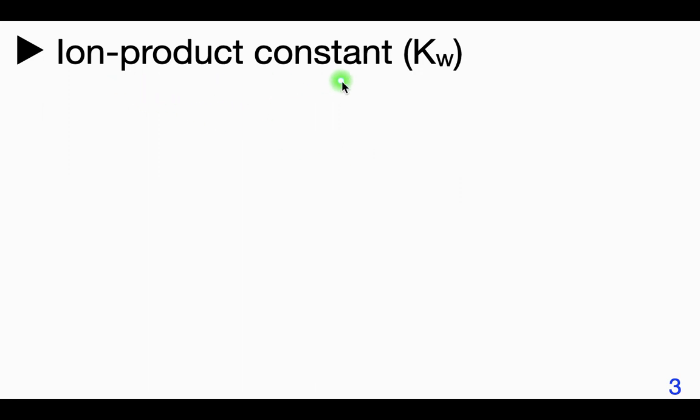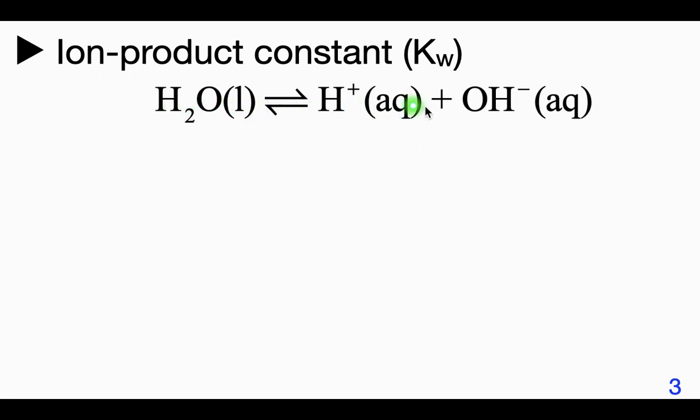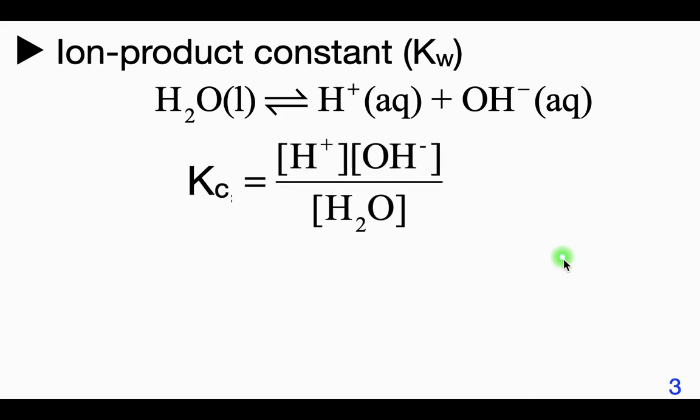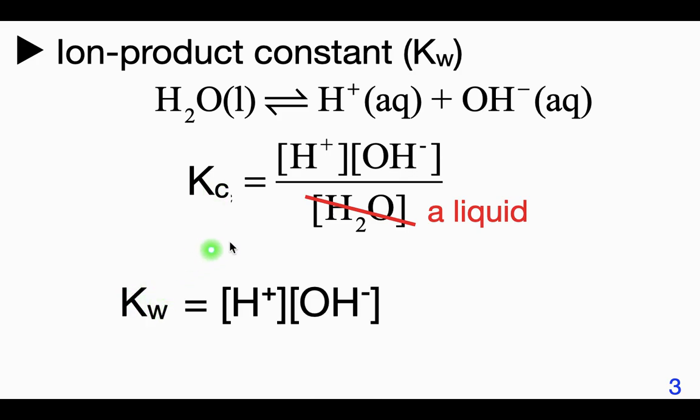Ion product constant, and this will bring in what we know about equilibrium. If we were to look at the self-ionization equation that we just looked at and write an equilibrium expression for it, we can remove the water because remember, water is a liquid. So if we get rid of the water, we can rewrite our expression. Rather than calling it Kc, we call it Kw. And the W, of course, stands for water.